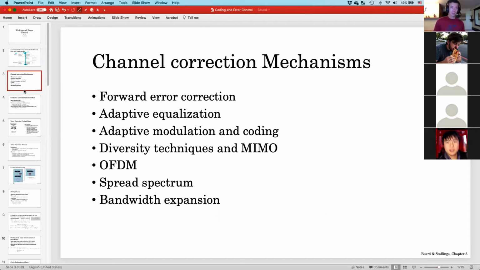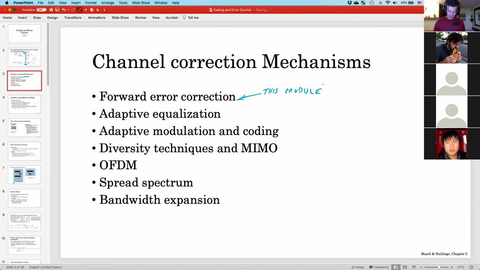What we're going to do is not channel coding, but it does fall under the broad umbrella of channel correction mechanisms. That is, things that we can do because the channel tends to corrupt data that passes from one side to the other. So the focus of this module is what's called forward error correction.